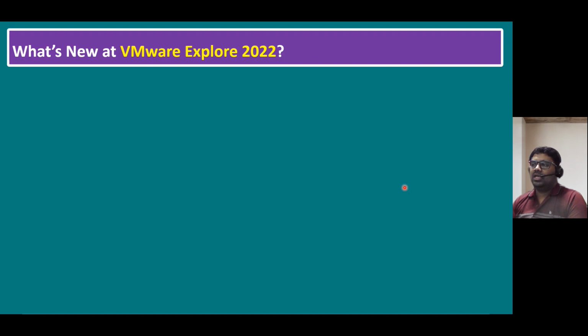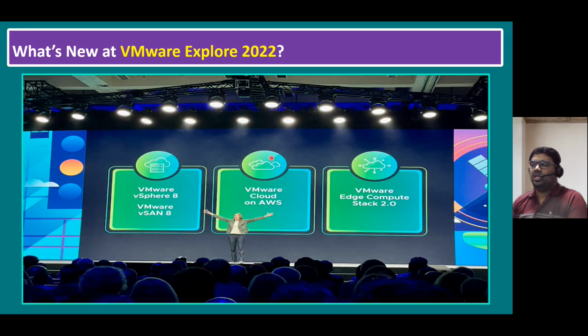Within that, they officially released three key product enhancements, specifically for server infrastructure, cloud infrastructure and edge infrastructure. The main product versions released are VMware vSphere 8 and VMware Virtual SAN 8, and they even made some enhancements in VMware Cloud on AWS. In addition to that, for edge computing, they came up with a solution called VMware Edge Compute Stack 2.0.